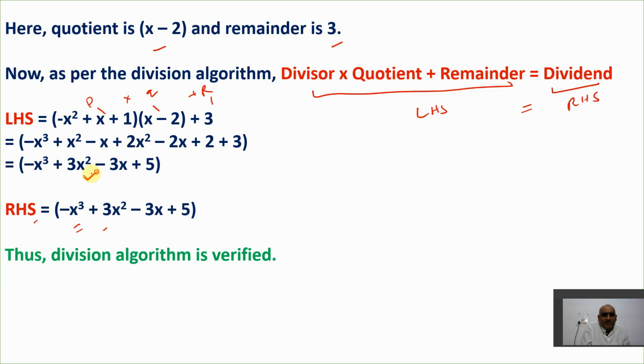This is actually equal to the RHS. When you solve it after opening the brackets, you get this value, and this value is the original dividend, the original polynomial. So the dividend is equal to the RHS. I hope you get this point.